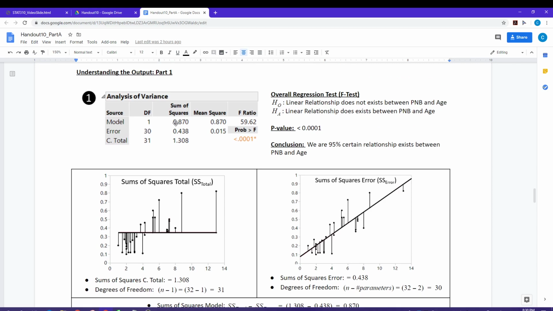We take these sums of squares and divide by their degrees of freedom. That's how we get the mean squares. So 0.438 divided by 30 here is going to give me a mean square of 0.015. If I take the ratio of these two mean squares, I get my F ratio.